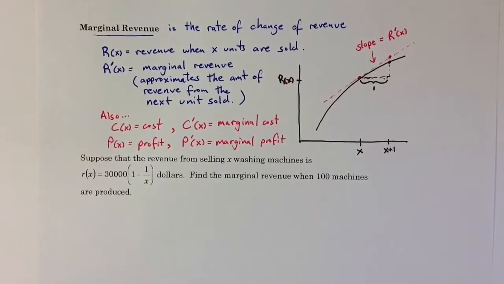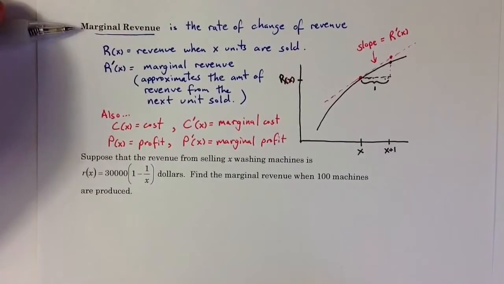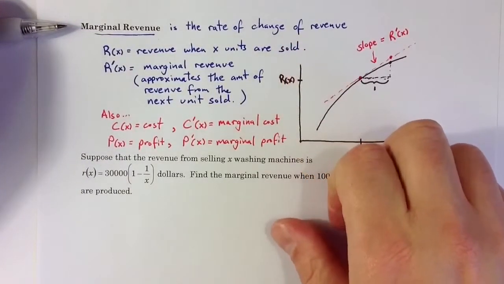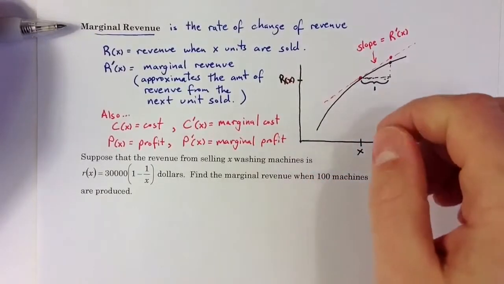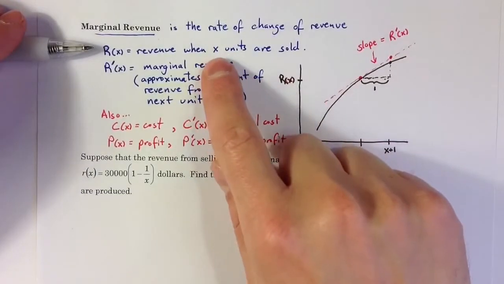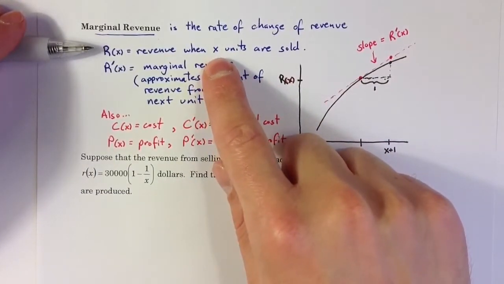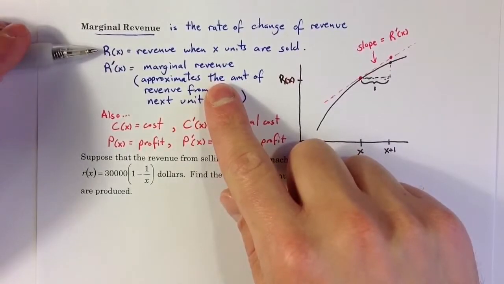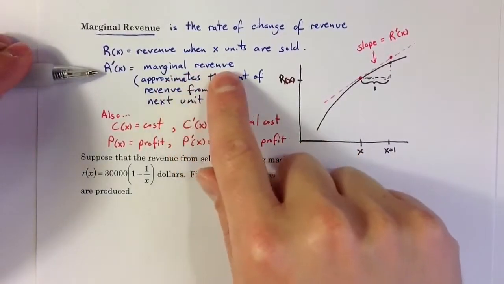Let's take a look at the idea of marginals. For example, marginal revenue represents the rate of change of revenue, and in general a marginal represents rate of change. If I have a revenue function that represents the amount of revenue when X units are sold, the derivative, which represents the rate of change of that function, can be thought of as the marginal revenue.